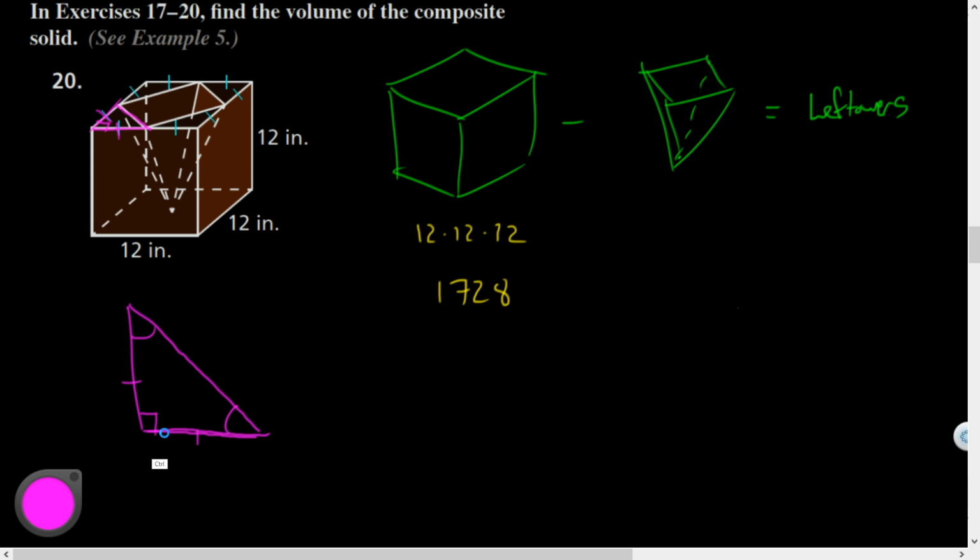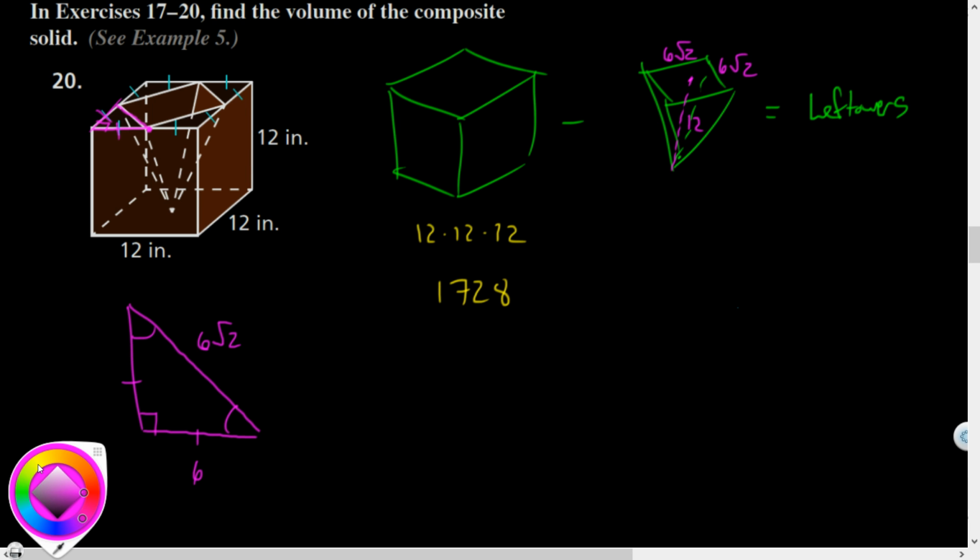What is the leg length on this triangle? 6, because this was connecting the midpoints and those were labeled as congruent. So that is 6. And to go from the leg to the hypotenuse of a 45, 45, 90, I multiply by the square root of 2. So this is 6 rad 2, 6 rad 2. And how high is this pyramid? 12, right? It's the same as the height of the cube.